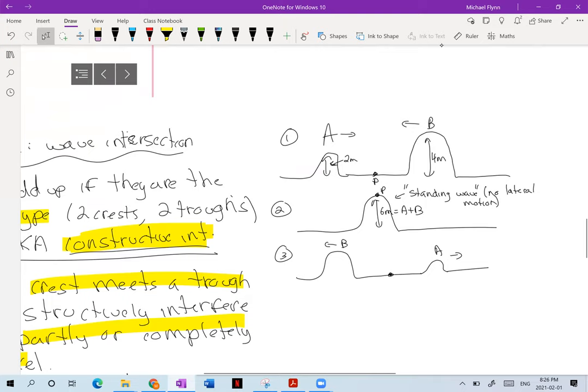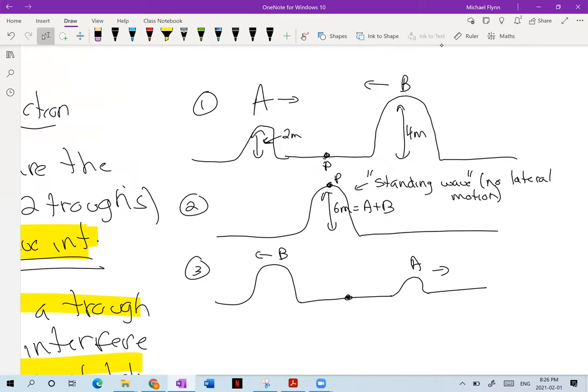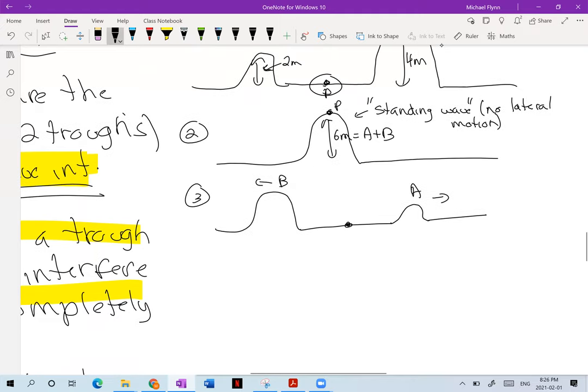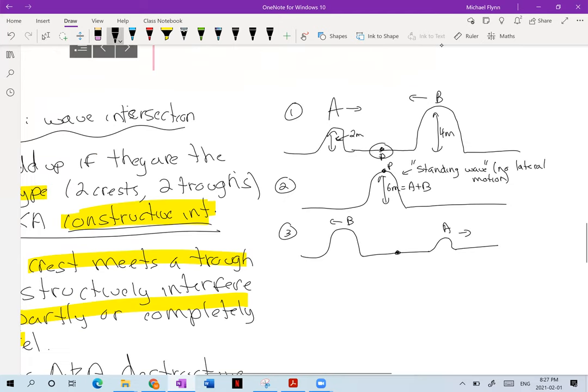So here is an example. Before they meet, here we have crest A and crest B moving in opposite directions. Crest A is 2 meters high, crest B is 4 meters high, right? Now, at point P, which is the point where they meet, you're going to get a standing wave that appears for just a moment that's going to be 6 meters high in total, so the sum of their two amplitudes. But then afterwards, they're still there. They're just going about their way in opposite directions, right? B moving off to the left and A moving to the right all the time.